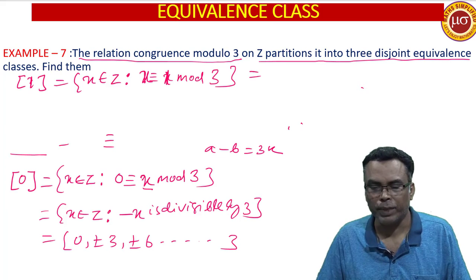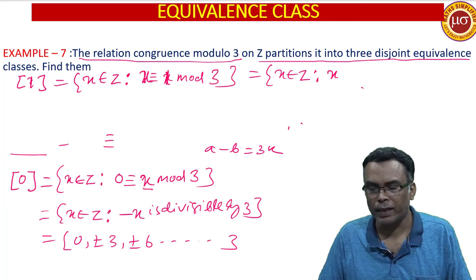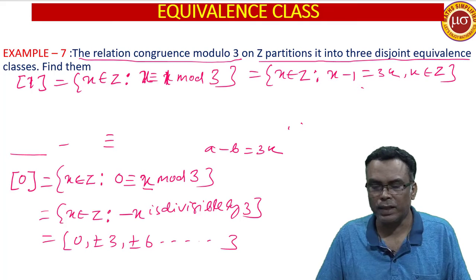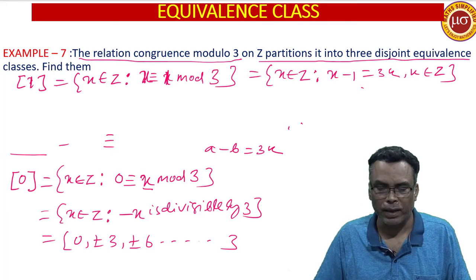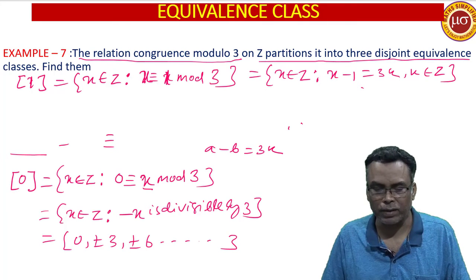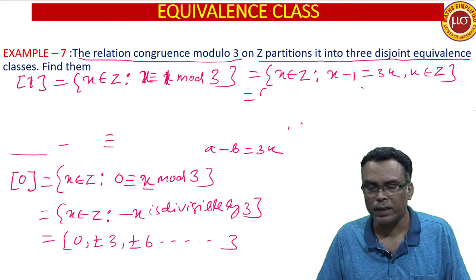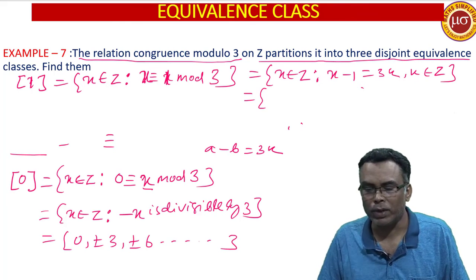So what does it mean? It means x belongs to Z such that x minus 1 is 3k for k belongs to Z. So x equal to 3k plus 1.